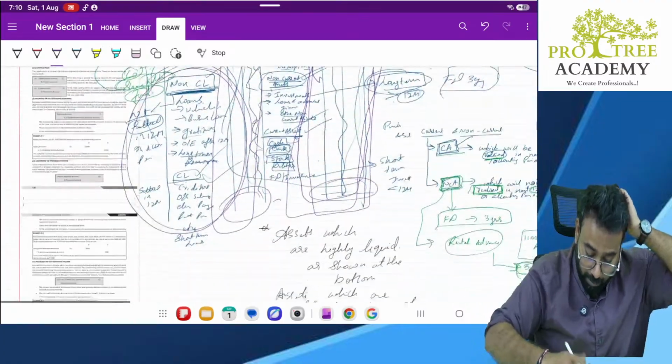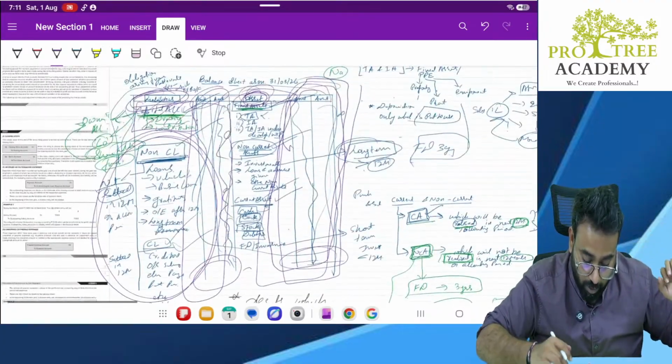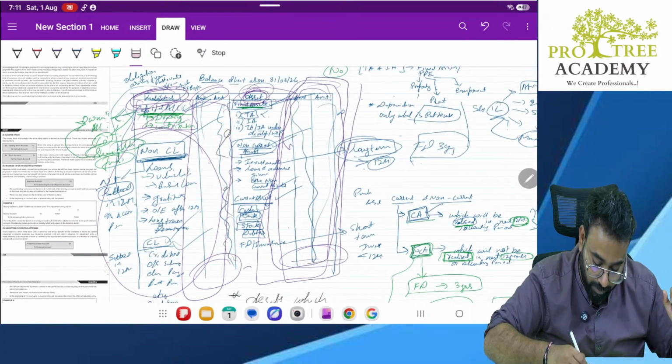Yes, one more thing. These figures will be the same. I just wanted to tell explicitly so that you guys don't get confused.